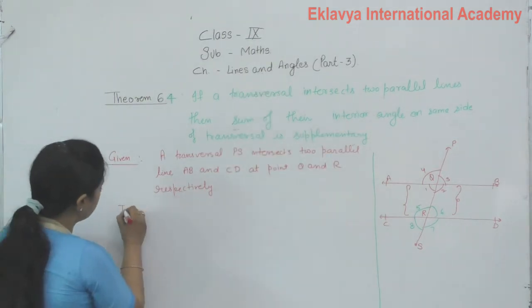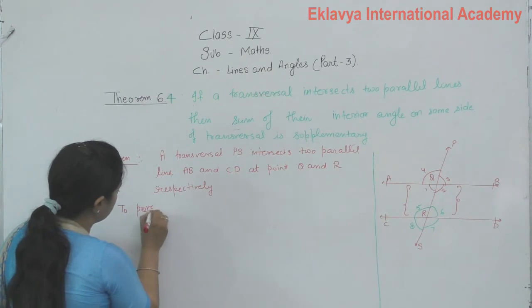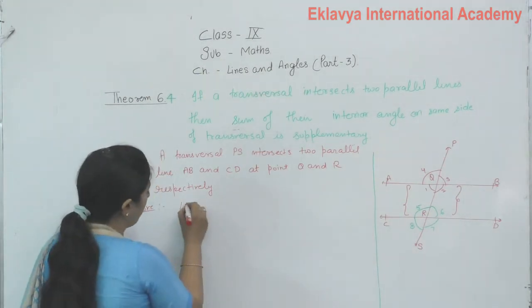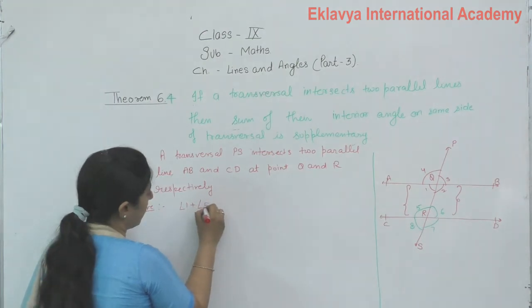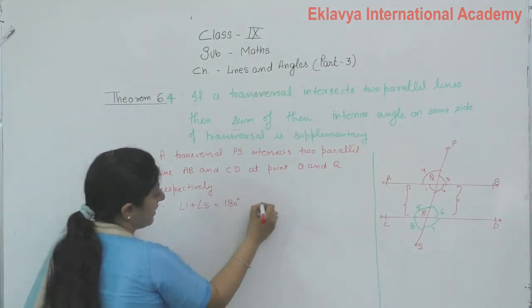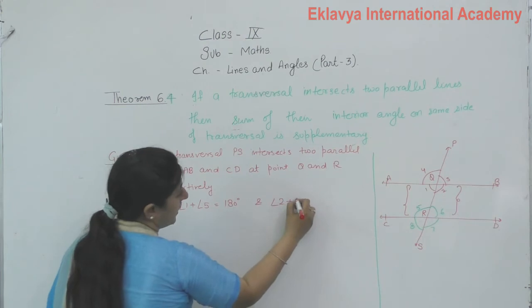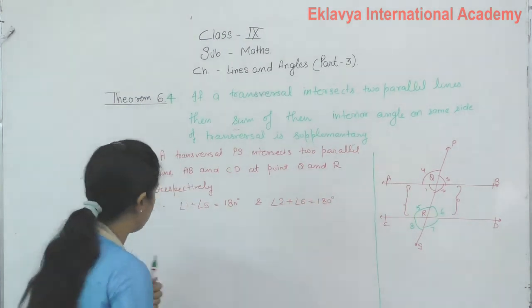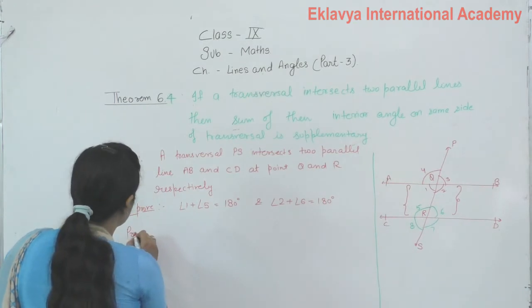To prove, what we have to prove in it? Angle 1 plus 5 is equal to 180 degrees, and angle 2 plus angle 6 is equal to 180 degrees. Now let us start our proof.